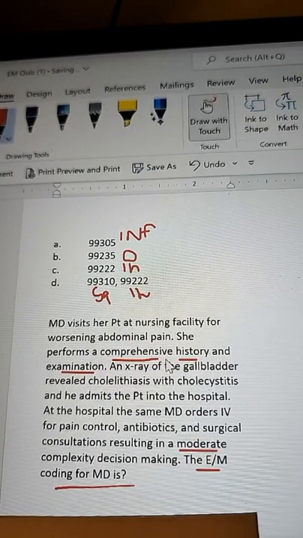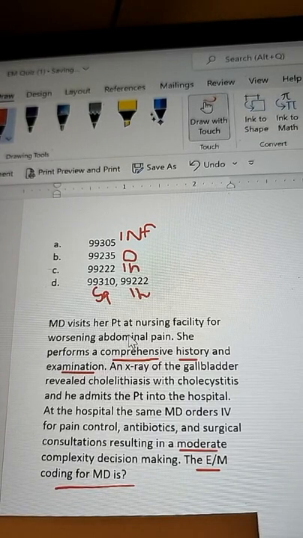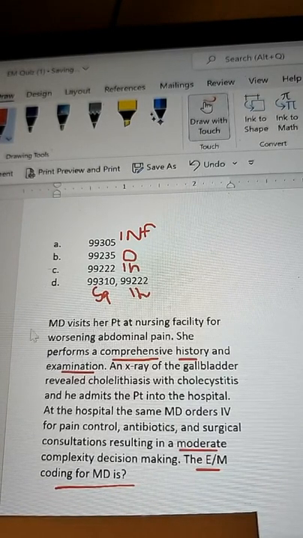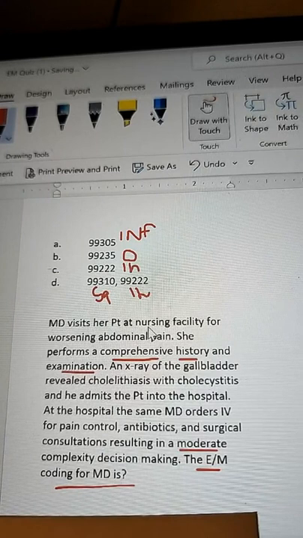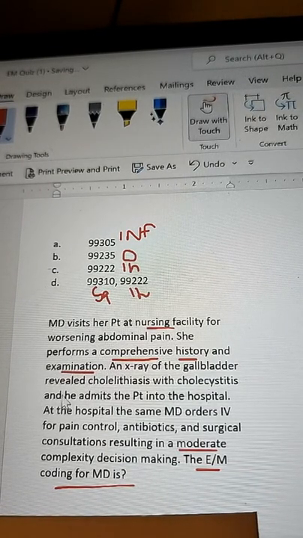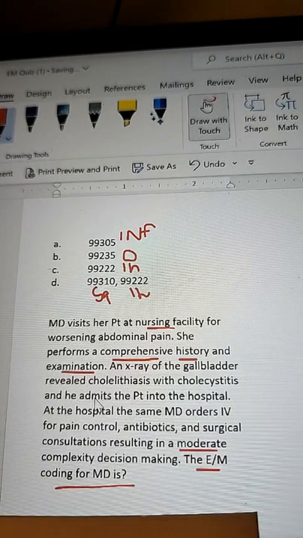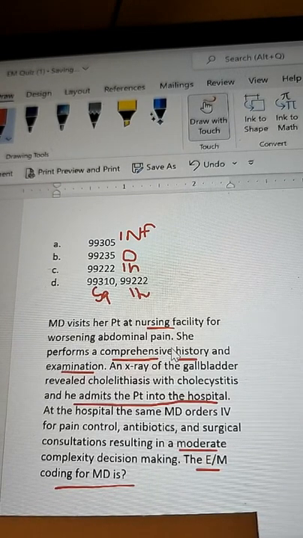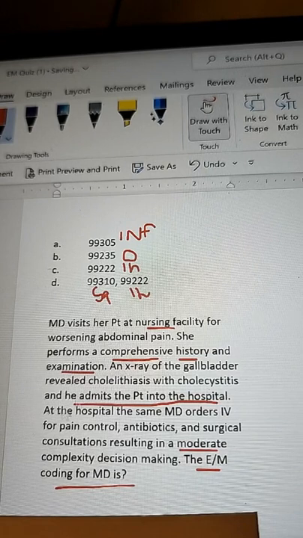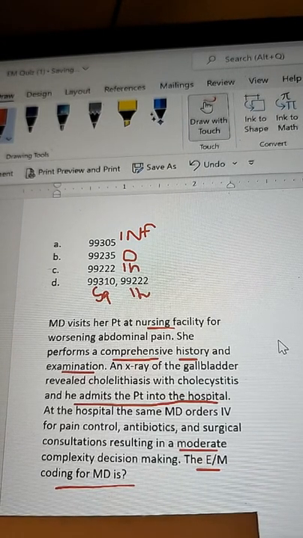So what we got is a patient who is in the nursing home. She is a nursing home patient. Doc comes in to see her, says, you're just too sick, you're going to the hospital, and admits the patient to the hospital. Can you bill for your nursing home visit and your initial put in the patient into the hospital in the same day? Can you bill both?